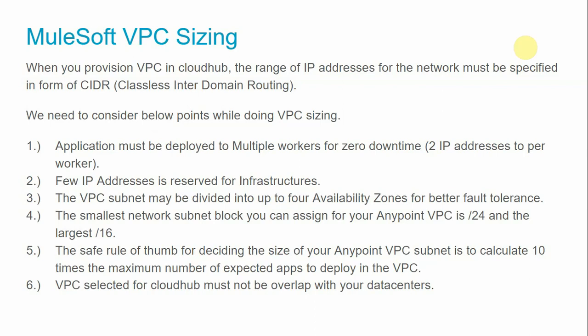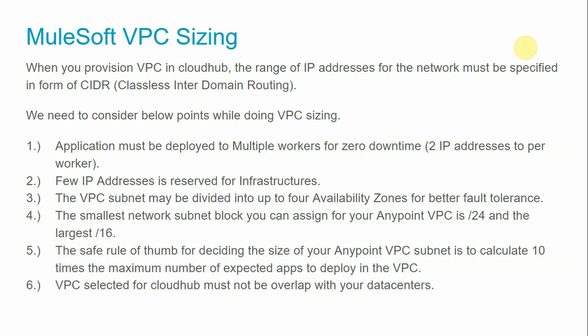We need to consider some points. You need to deploy an application on multiple workers to experience zero downtime. For deploying the application to multiple workers, we have to assign 2 IPs to each application or worker. A few IP addresses are reserved for infrastructure. Let's consider you have selected a CIDR mask of /24, which will give 256 IP addresses. Out of 256, two IP addresses will be reserved for the infrastructure, one for networking and one for broadcasting.